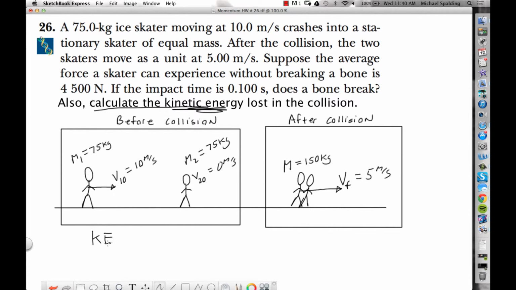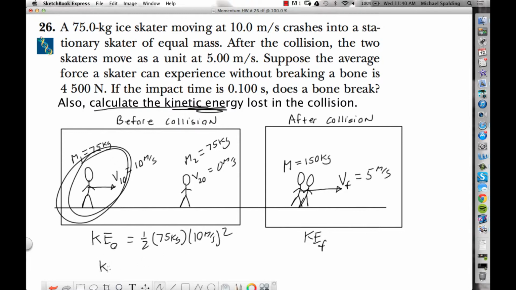All right, so let's look at it before the collision and then after the collision. Which object has kinetic energy before the collision? Guy number one. Guy number two is not moving. So this will be pretty easy. We're going to go 1/2 m, which is 75, v squared, his velocity is 10. So the kinetic energy before the collision is 3,750 joules.